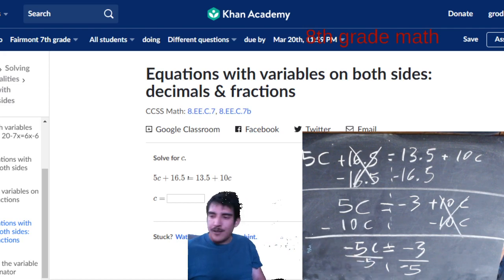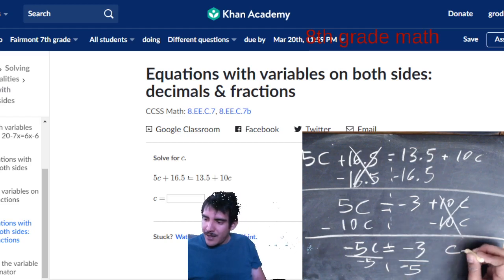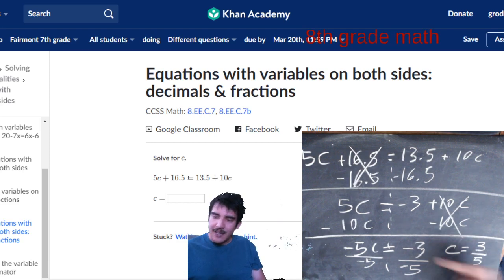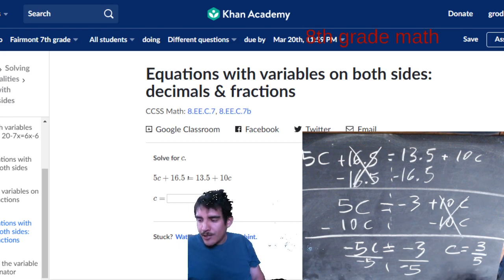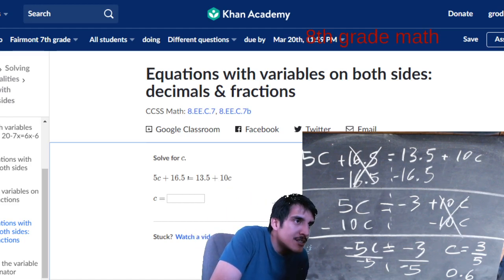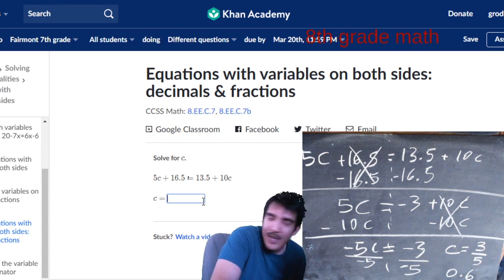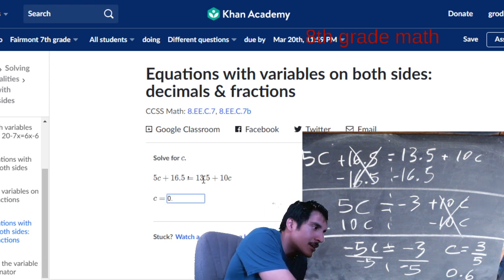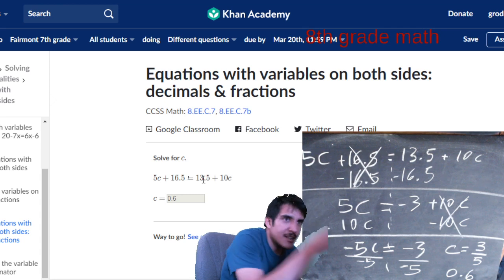Negative 5c divided by negative 5, we are left with 1c. Negative 3 divided by negative 5, we are left with positive 3/5, because negative divided by negative makes a positive 3/5. And if you do 3/5 on your calculator, or 3 divided by 5, that's 0.6. I don't know which one they're going to ask for, so let's just go. It says solve for c. I think it'll accept both. Personally, since there's decimals in the problem, I want to use decimal in the answer, so I'm going to do 0.6. Keep it up for 3 more.